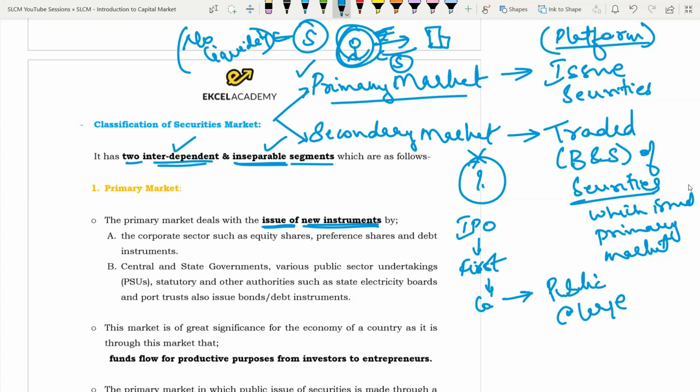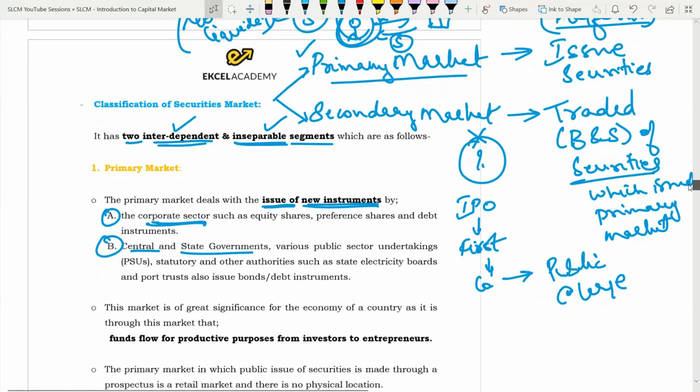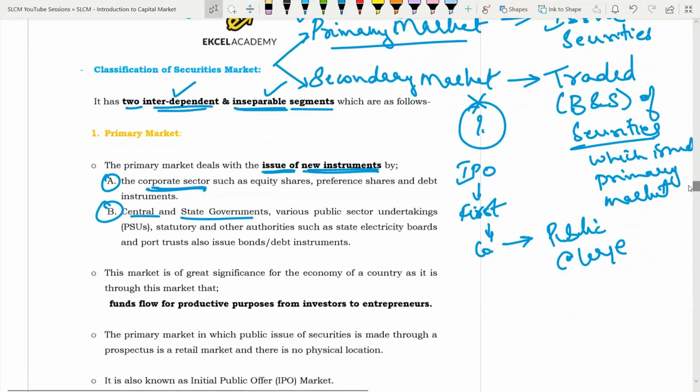That is the new issue of new instruments in the market. And who can issue these new instruments or securities? Like I already told you, it is the corporate sector or the central government, state government authorities, or the public sector undertakings, or any other authorities or trusts which are going to issue bonds or debt instruments. So the two kinds of people who are going to issue the instruments are either the corporate houses or the government and government authorities.